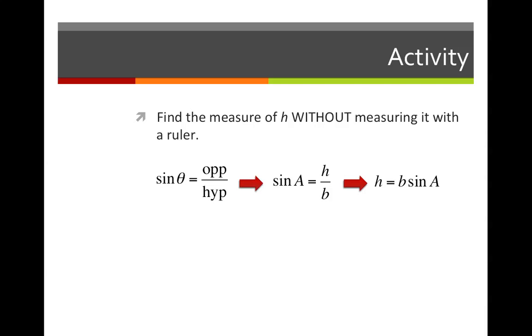And in order to get H by itself, I simply multiply both sides by B. And so that gives me the equation that H equals B times the sine of A. So now I can actually put in the measurements. We have 10 for B. That should be the same for everyone. I used 40 degrees as my angle. You may have something slightly different there. And so in my case, I have a 6.42 as the value for H. Okay?